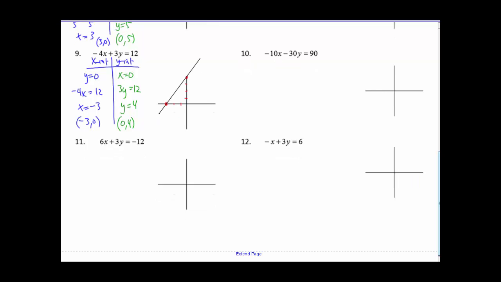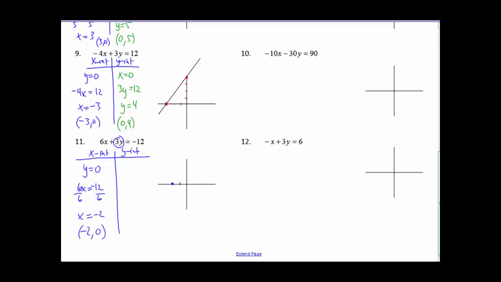Okay, one more, number 11. If we draw our T, again, x-intercept, y-intercept. On the x-intercept, if y equals 0, okay, this 3y becomes 0. So we're left with 6x equals negative 12. Divide by 6, x equals negative 2. So our point is negative 2, 0. So we can go over 2 slots, put a point.